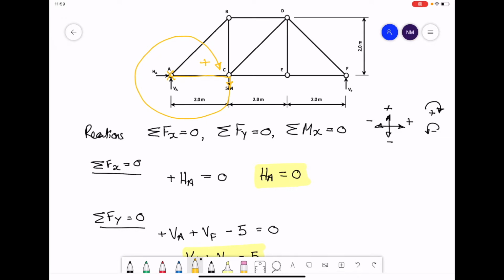Looking at the other force, VF, again, consider it as on a piece of string. You're holding the piece of string at point A. How does the force VF want to rotate around point A? It would want to rotate around in an anti-clockwise manner, therefore is negative.